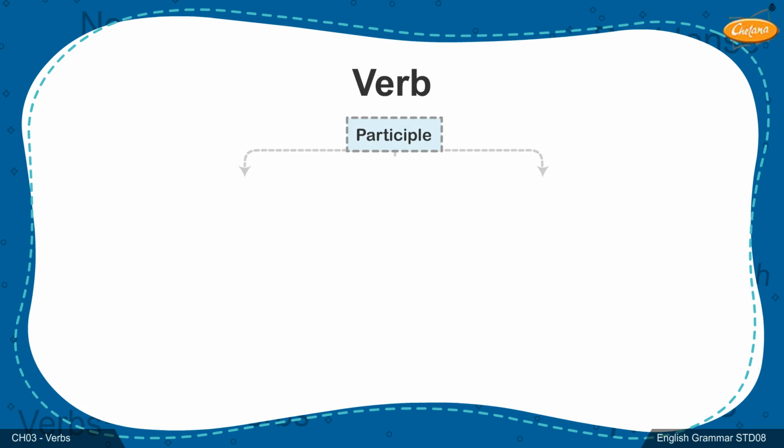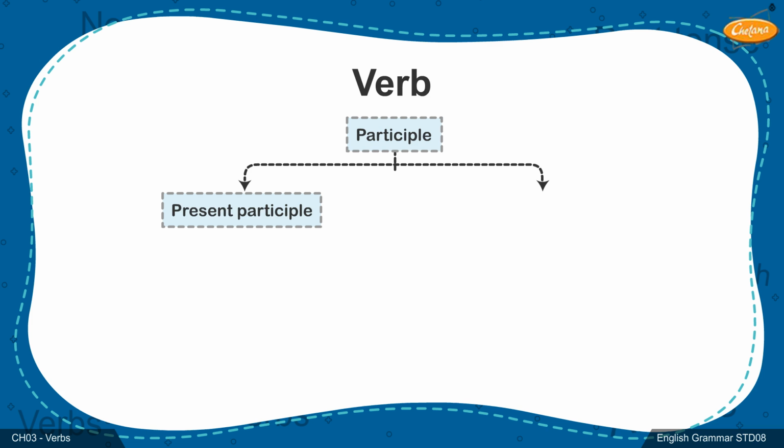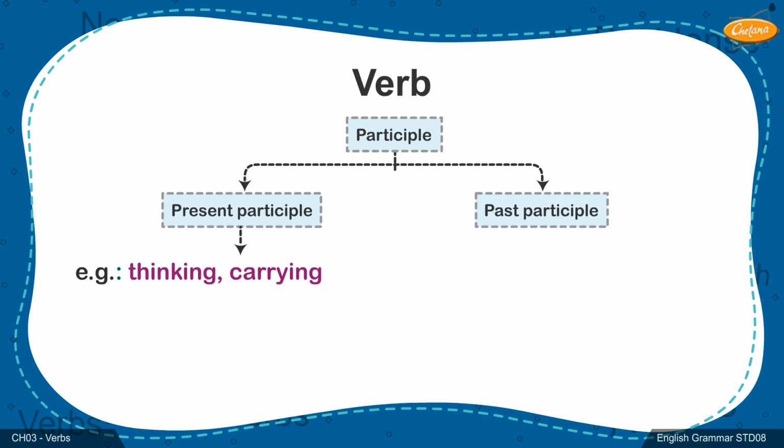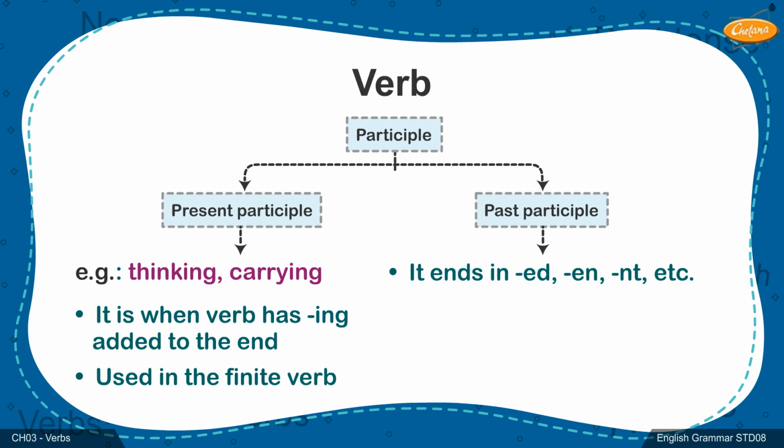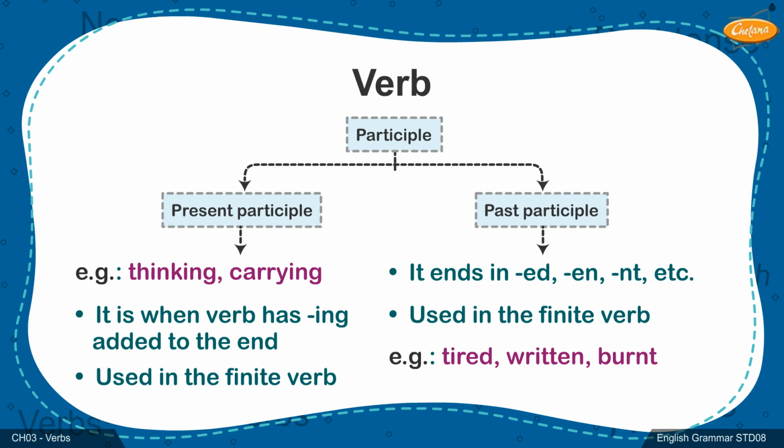Participles have two categories, the present participle and the past participle. Some of its examples are thinking, carrying. The present participle is when the verb has ing added to the end and used in the finite form. The past participle ends in ed, en, nt, etc. and is also used in the finite form of the verb. Some of its examples are tired, written, burnt.